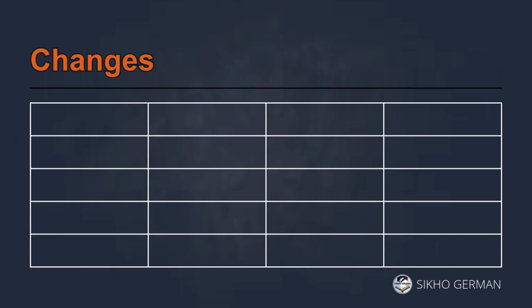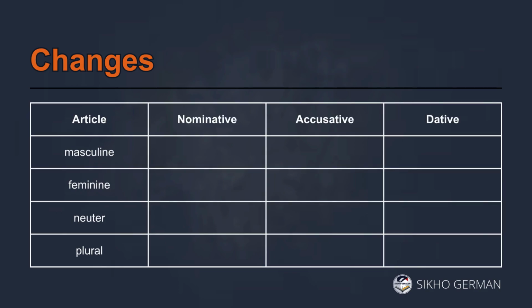Because Welch acts like a definite article, der, die, das, it changes its ending based on the gender of the noun and the case of the sentence. For masculine, it is Welcher in nominative, accusative is Welchen, and dative is Welchem.